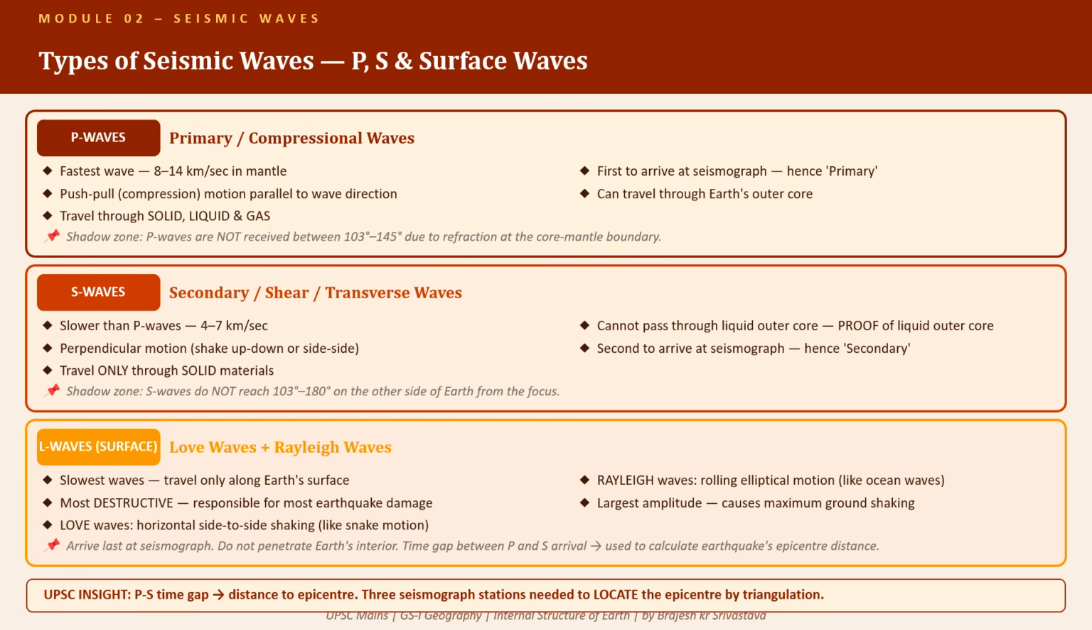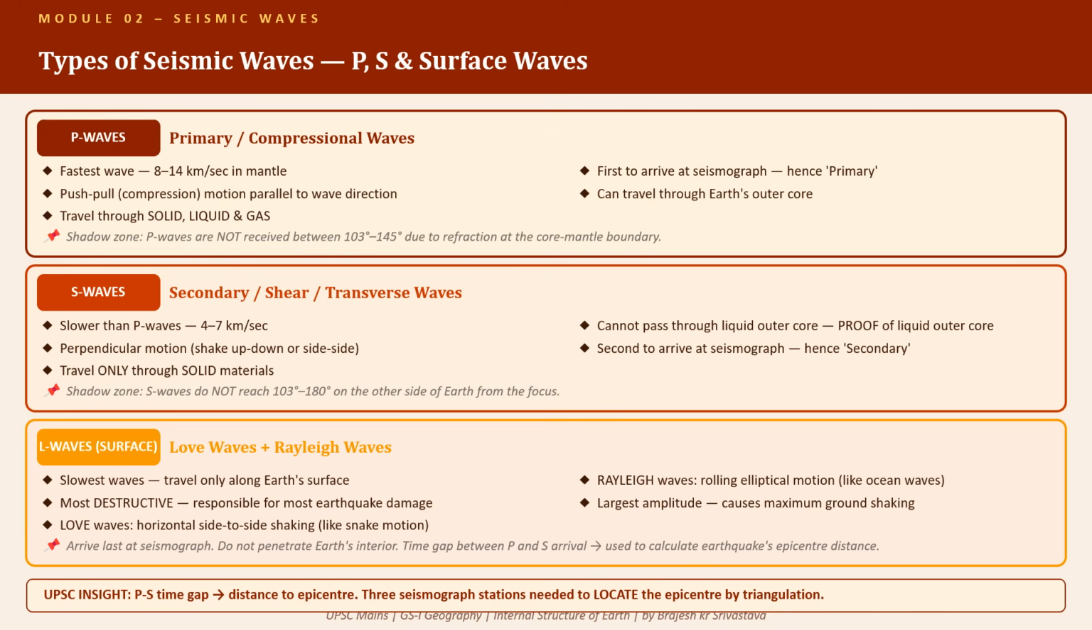There is a shadow zone for P waves between 103 and 145 degrees from the earthquake focus on the other side of the Earth. This shadow zone exists because P waves are refracted, bent, as they cross the core mantle boundary. The shape and size of this shadow zone told seismologists precisely where the core begins.